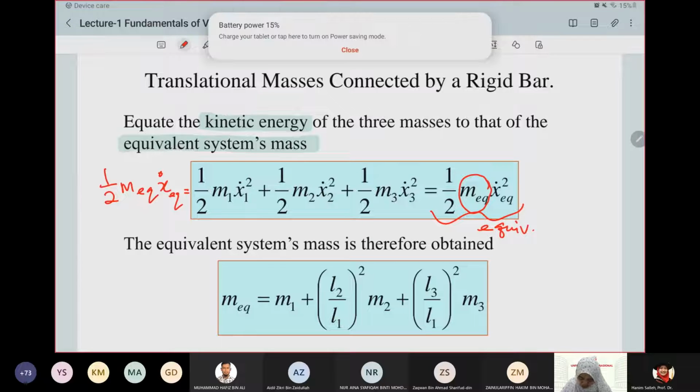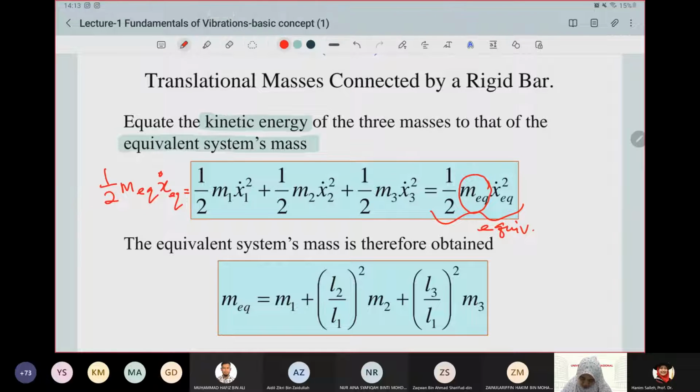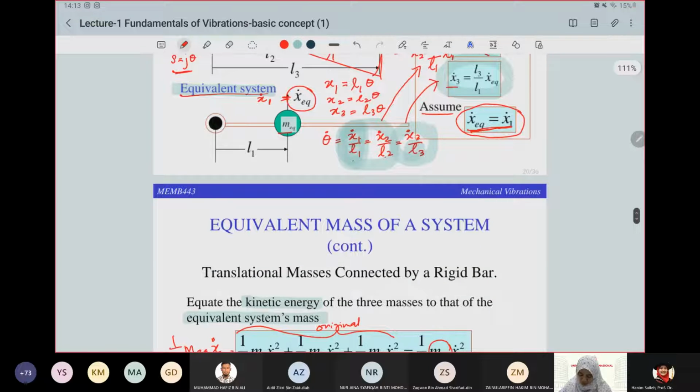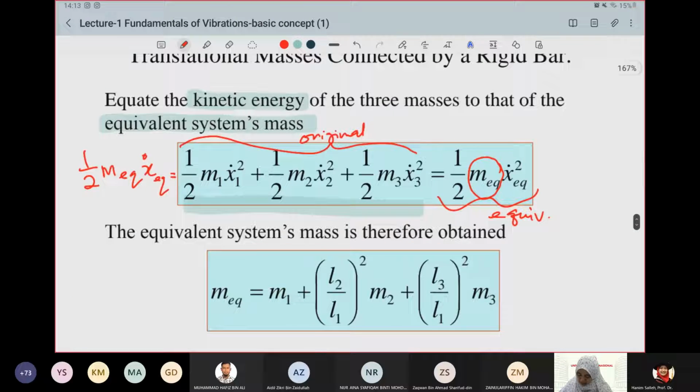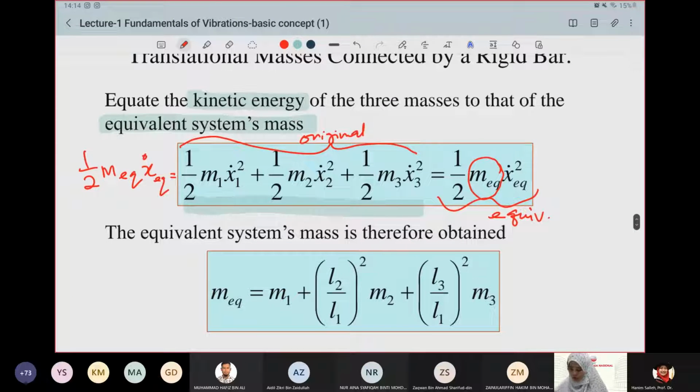Equals to, then you put the original system. So this is the equivalent system equals to this is the original system. Are you with me? Do you understand? You have to write, because remember you have three masses, M1, M2, and M3. So you want to write the kinetic energy for all the three systems. Any questions so far?